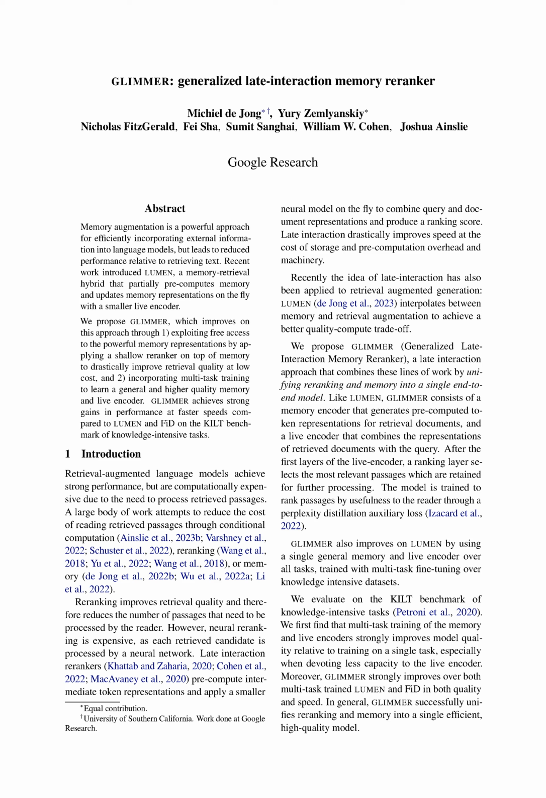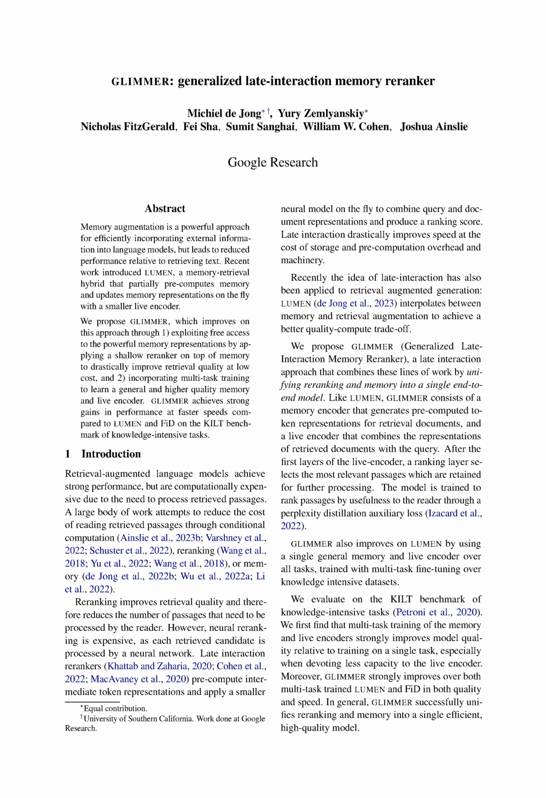Glimmer stands apart by utilizing a general memory and live encoder for all tasks. It's trained with multitask fine-tuning over knowledge-intensive datasets, enhancing its flexibility. We have tested Glimmer on the KILT benchmark of knowledge-intensive tasks and found that multitask training substantially enhances the model's quality compared to single-task training, particularly when we dedicate less capacity to the live encoder.